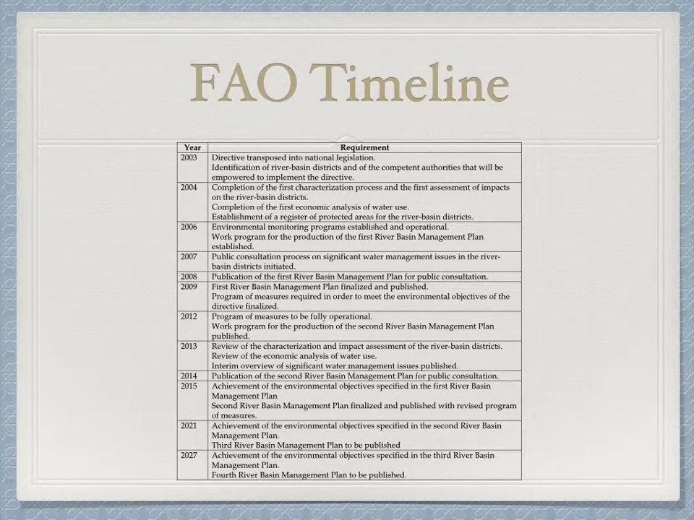Regular review of the characterizations and impact assessment from various districts, and economic analysis of water management practices and policies. By 2015, they had hoped to establish a sustainable water use, but this has yet to be analyzed. Future water management plans will be published and disseminated to the public in the years 2021 and 2027, according to this plan.